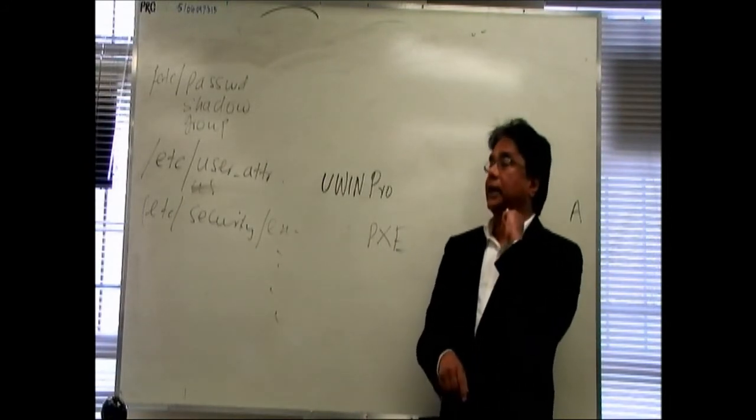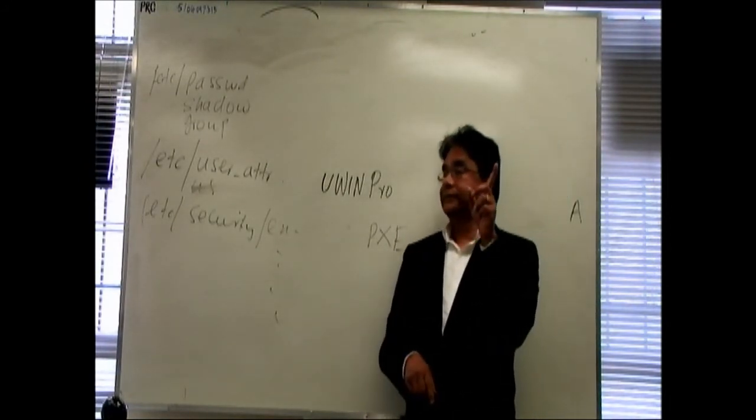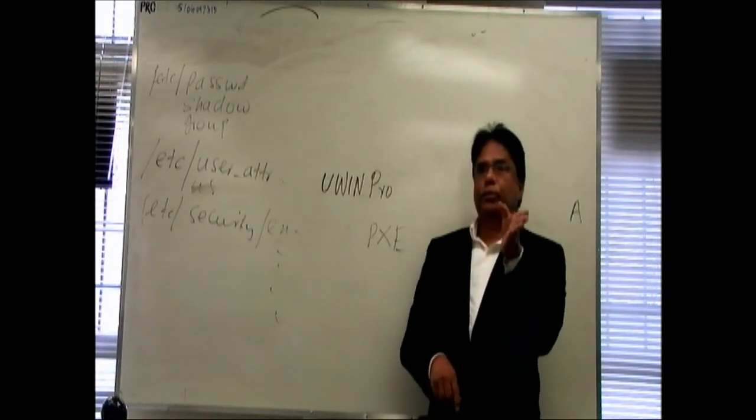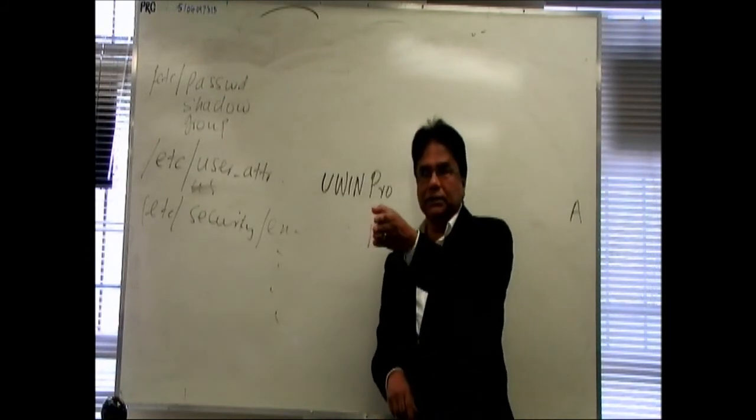Print jobs are stored in what directory? /var/spool/lp. And /var/spool/cron stores what? Cron jobs.